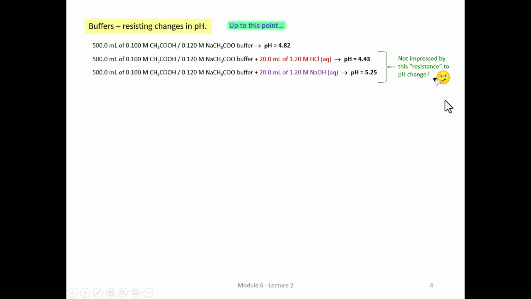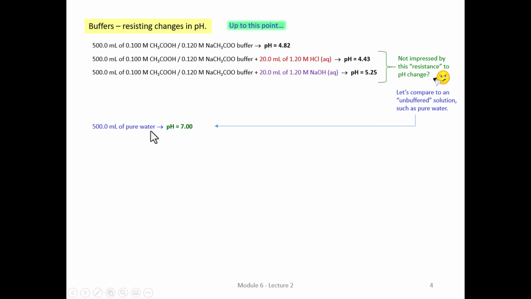So you might ask, well, I'm not really impressed by this resistance to pH change. I mean, after all, the pH did change. Well, what we can do, just for effect, is compare our results here to an unbuffered solution, such as water. So what we'd like to do is add this much acid or this much base to 500 milliliters of water that is not a buffer and see how the pH changes.